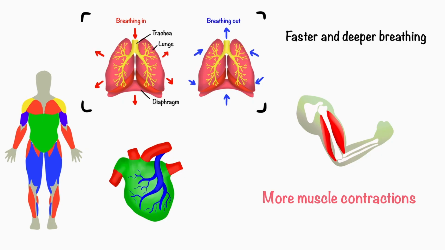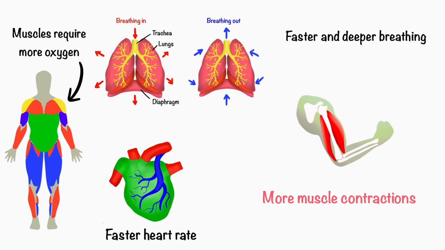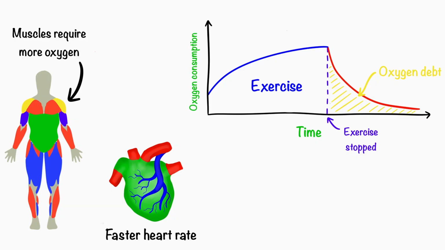This gets more oxygen into your blood and removes carbon dioxide more efficiently. Your heart rate increases to pump this oxygenated blood around your body faster. During moderate exercise, these adaptations are usually sufficient to supply your muscles with the oxygen they need for aerobic respiration. However, during vigorous exercise like sprinting, your body cannot supply oxygen to your muscles quickly enough.